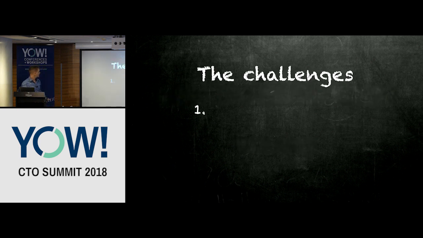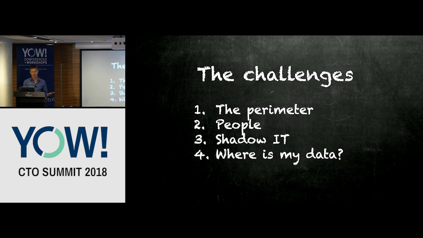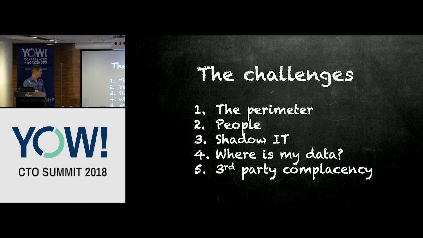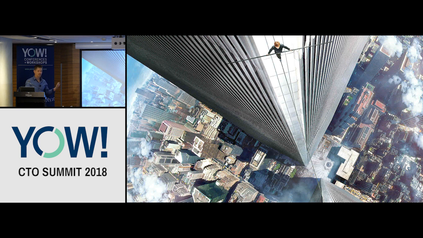So quickly running through those challenges. Number 1, you've got your perimeter issue. Second of all, your Achilles heel, your people. Shadow IT, not knowing where your data is, and third-party complacency. So how do we deal with this stuff? Certain fundamentals. Number 1, who knows what that is? That's risk, right? Understanding what your risk profile is.